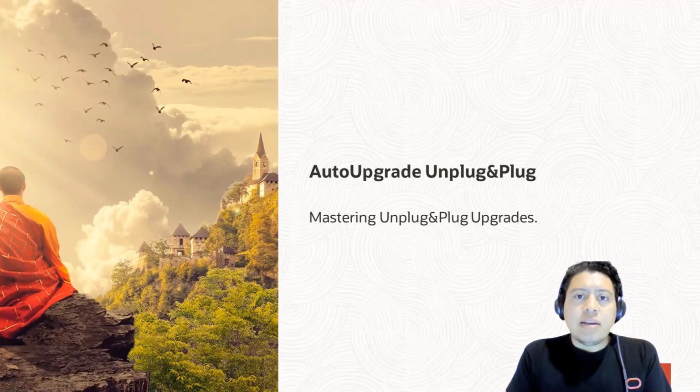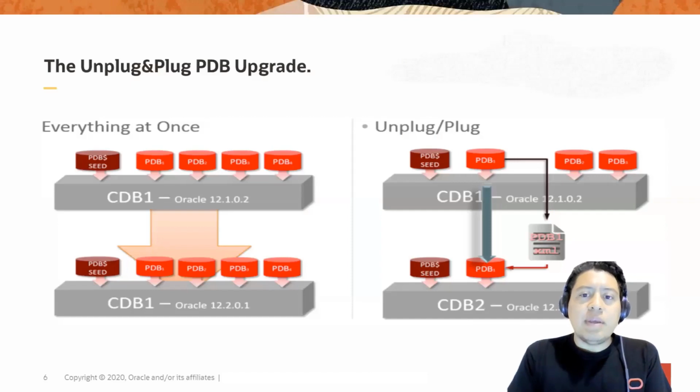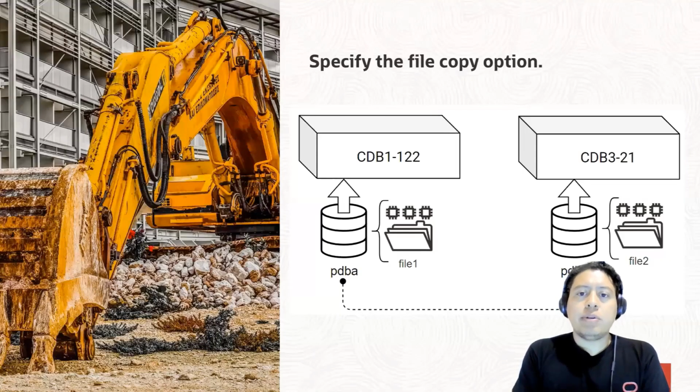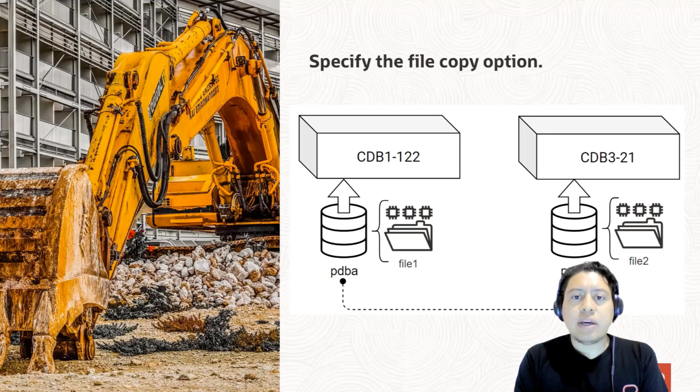Let's start by recalling that the Unplug-plug is the procedure that you use to unplug a pluggable database from a CDB and plug it into a target CDB to later perform the upgrade. Now let's talk about what the AutoUpgrade can do for us besides the Unplug-plug itself. It is also possible to specify the target PDB copy option that is going to be used during the process in case you want to customize or to move the database file location from one place to another, or if you just want to keep the original data files as a part of a backup strategy.